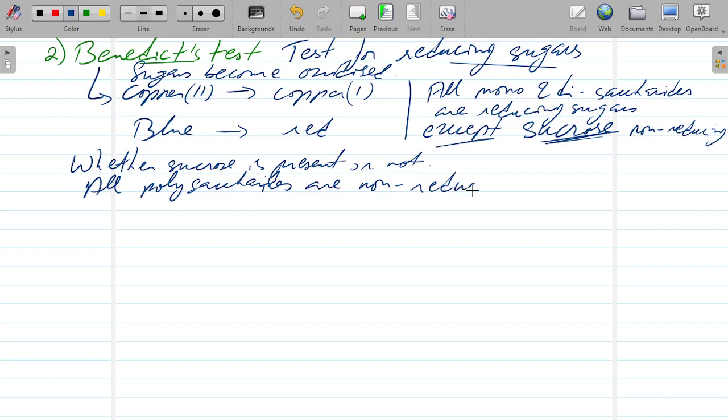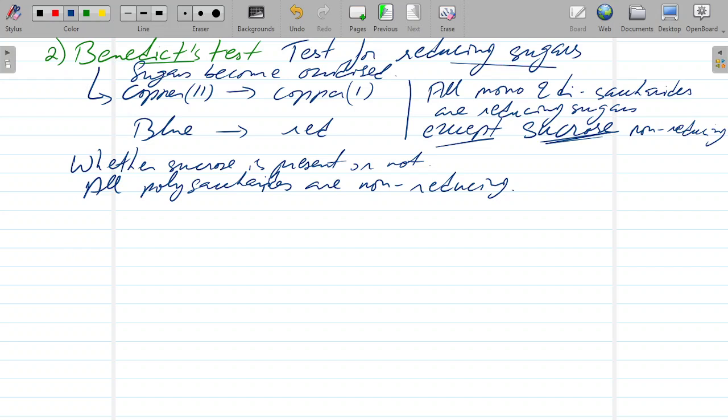So if they're saying, oh, is sucrose present or not, you're going to do this test. If it does form a red color, that means it's not sucrose, because sucrose does not do the reducing thing. Or if they simply ask you whether it's a reducing sugar or not. If it does give you the red precipitate, that means it's a reducing sugar, so it's not sucrose, it's not a polysaccharide. If it remains blue, that means it's not a reducing sugar. So that means either it's sucrose, or it's a polysaccharide, or perhaps it's not even a carbohydrate, or maybe it's a negative test.